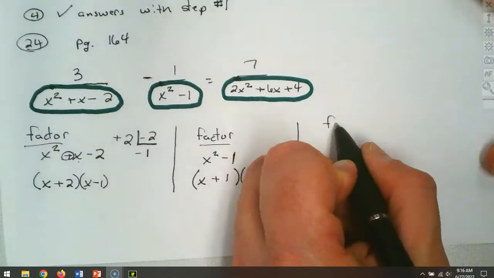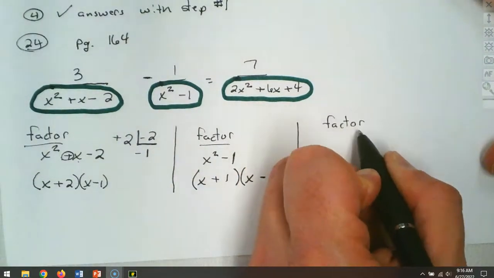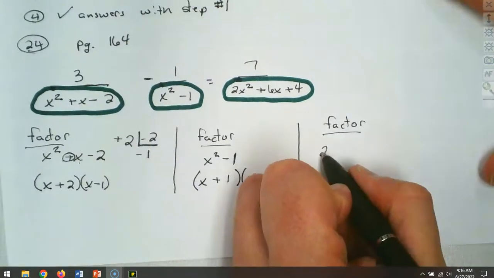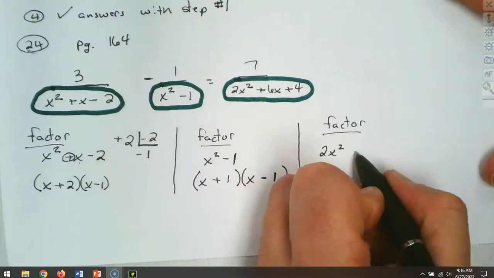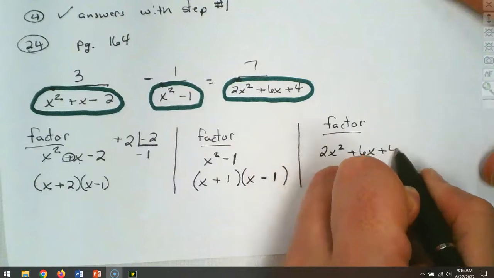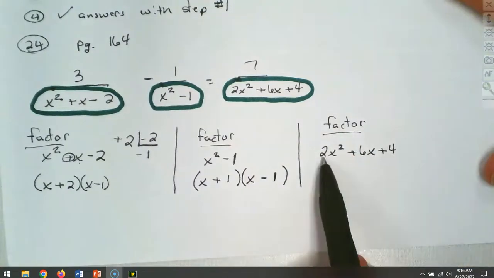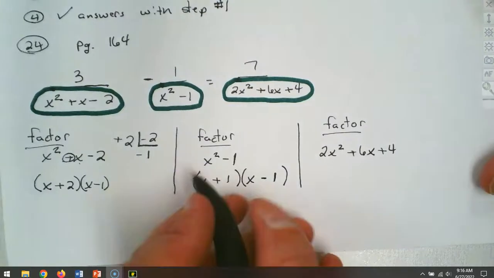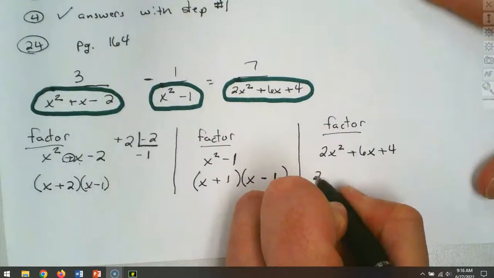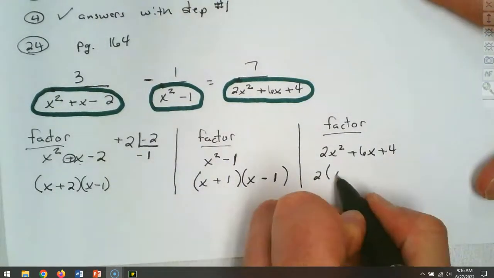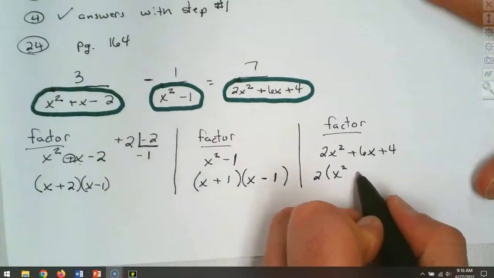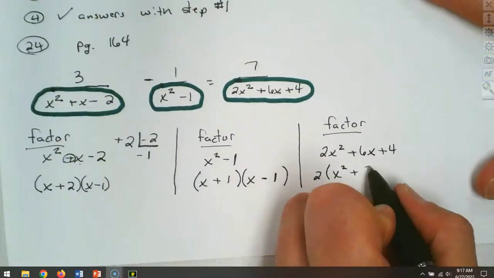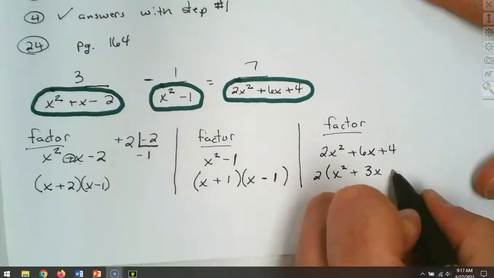So the last one that we want to factor is 2x squared plus 6x plus 4. When I look at all these, what number do they have in common at the very beginning? 2. So we're not solving it. We're factoring, so we're not going to divide it out. We're just going to put the 2 in front. And that's going to leave you with an x squared, 6 divided by 2 is a 3x, 4 divided by 2 is a 2.